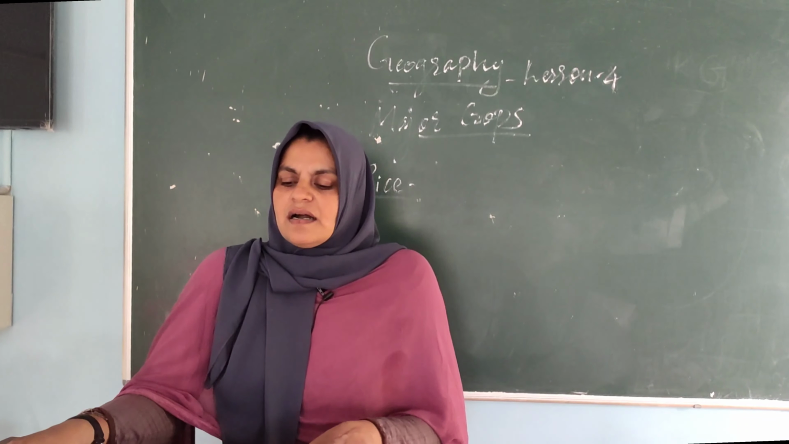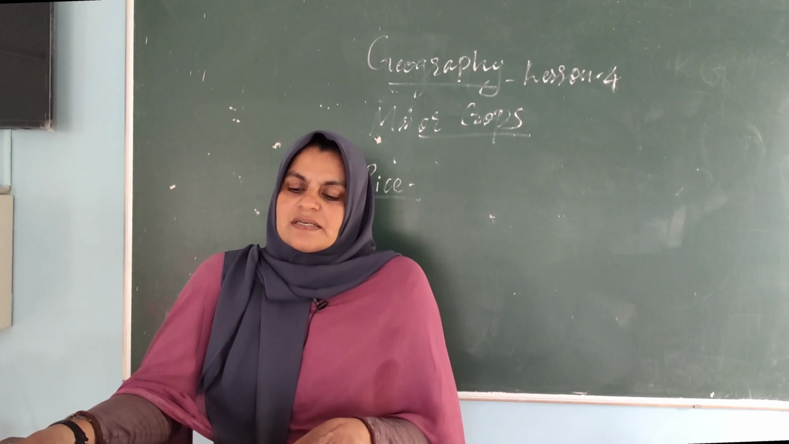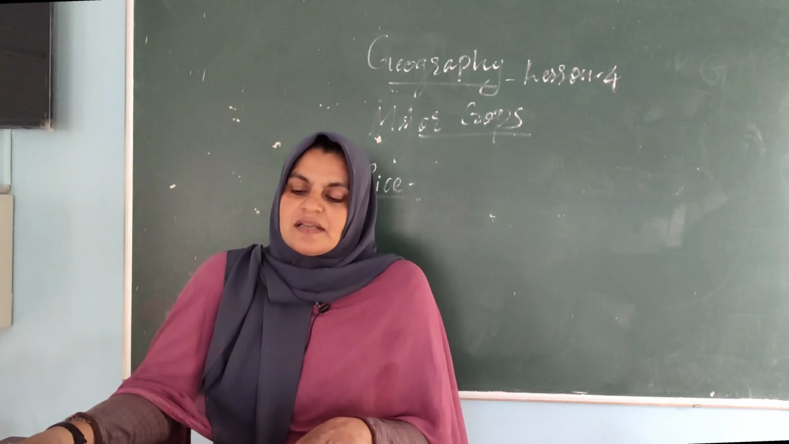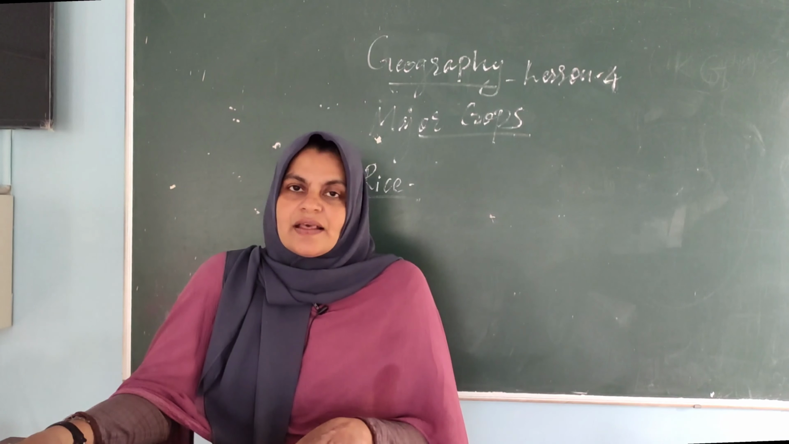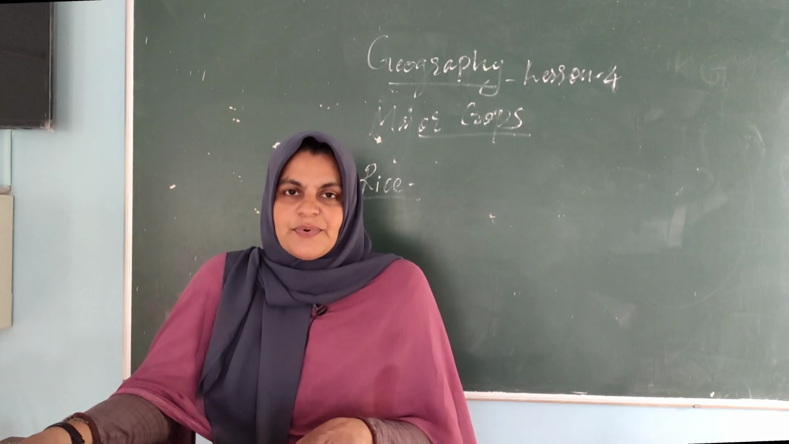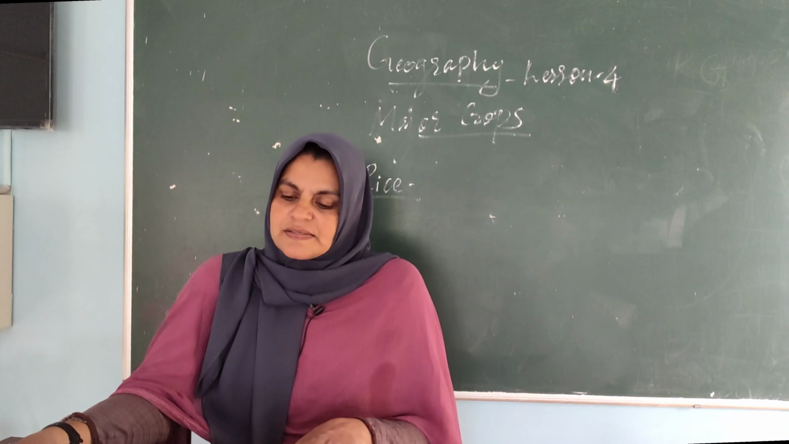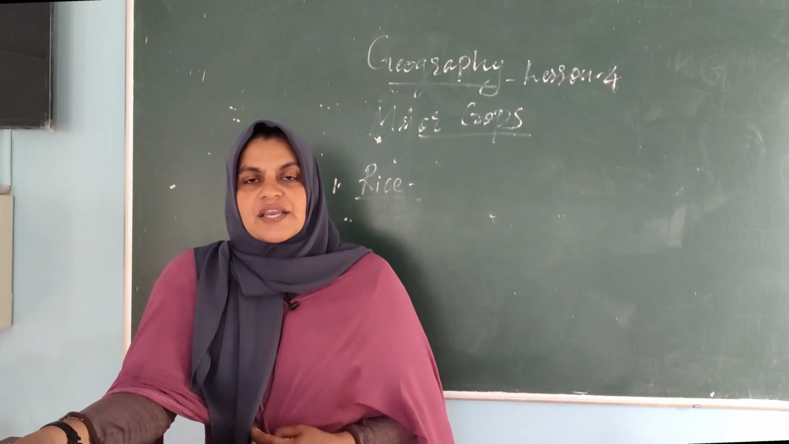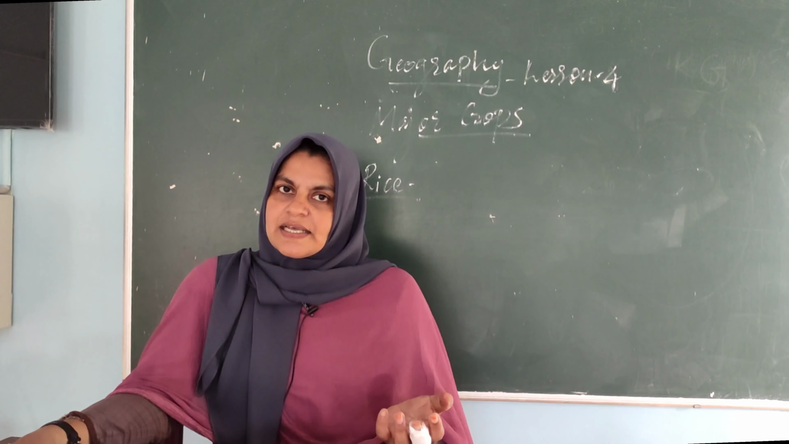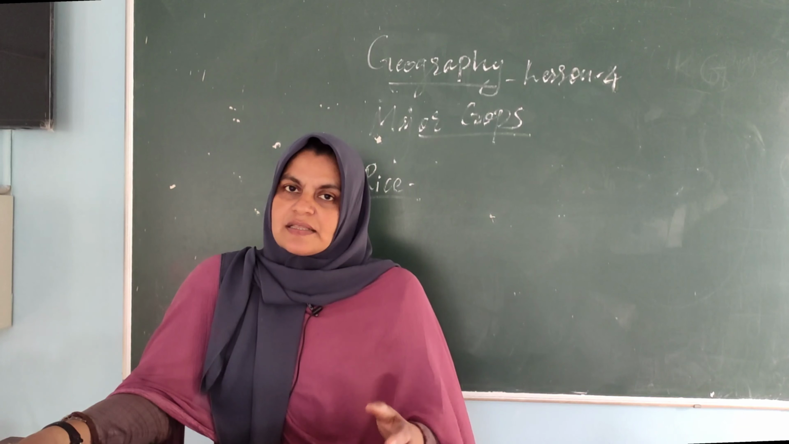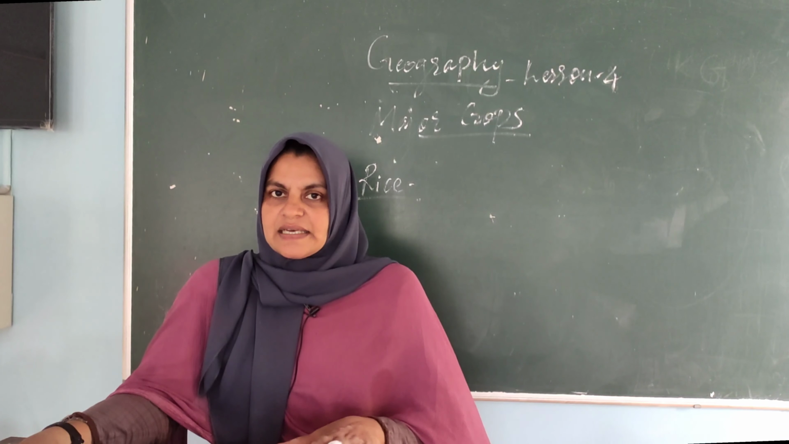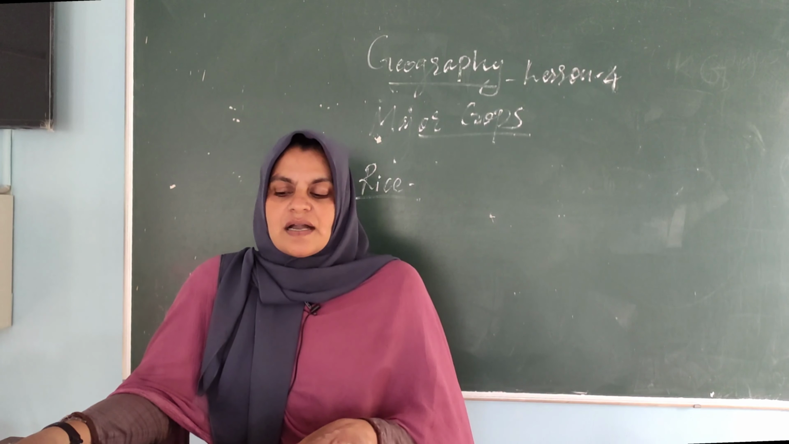And who is in the first position? Yes, China is enjoying the first position. So, India got second position in production of rice. It is a Kharif crop. Already we studied three seasons or three crops are there: Kharif, Rabi and Zaid. So rice is included in the Kharif crop.